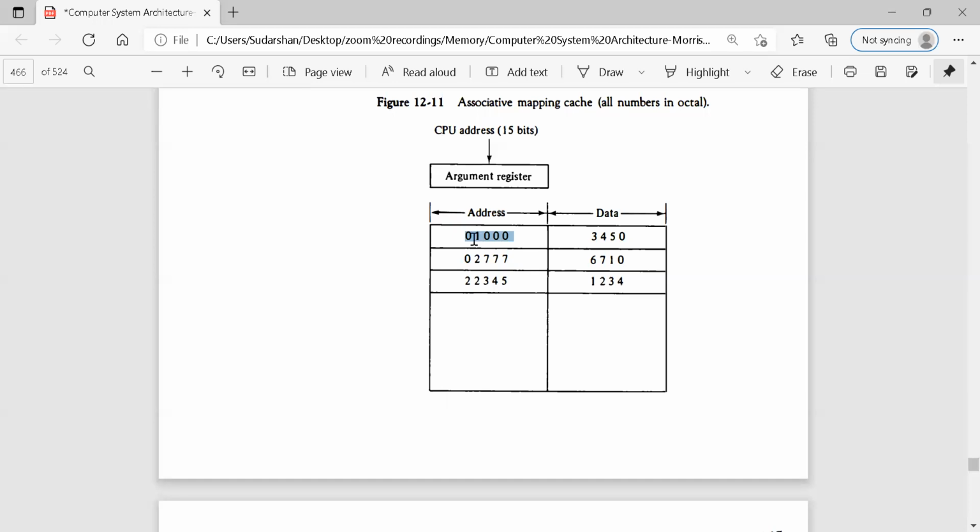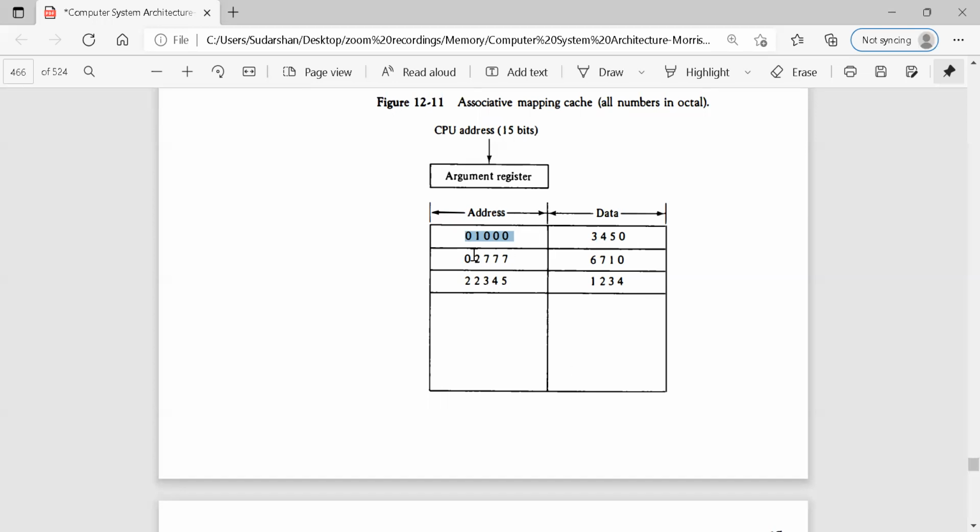Which was brought in first? Your octal number 01000 was brought in first. Therefore, whenever a new word has to be stored, this address can be replaced with some other address, for example, 77777, and the corresponding data value, namely 300. This is replaced with the new address, all 5 sevens, and the corresponding data value gets replaced with 300. This is done by a technique known as FIFO, first in, first out.